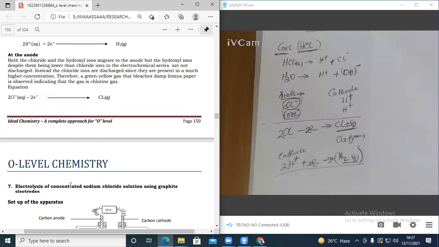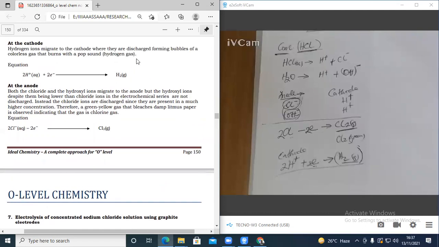On the question that we just did about the concentrated hydrochloric acid, you think those elements which are higher have a higher concentration than those below, like chloride has a higher concentration than hydroxide. No, we are dealing with concentrated hydrochloric acid. So here, hydrogen ions will be much, and chloride ions will be much. Though at the anode, chloride and hydroxide ions will all migrate to the anode.